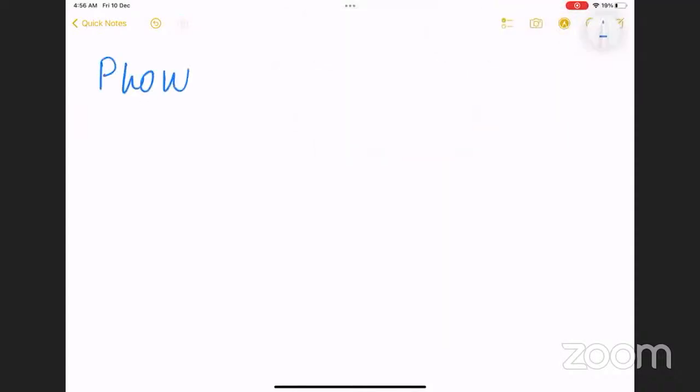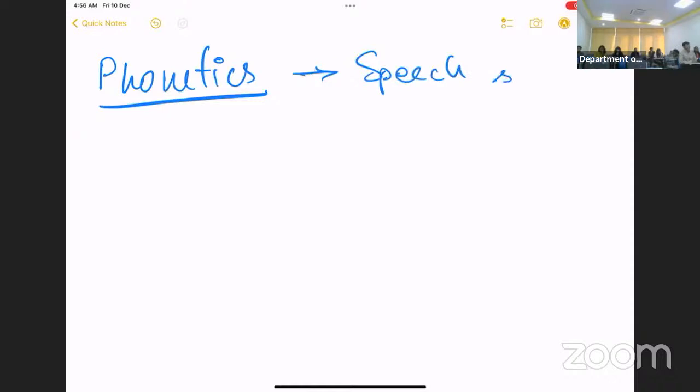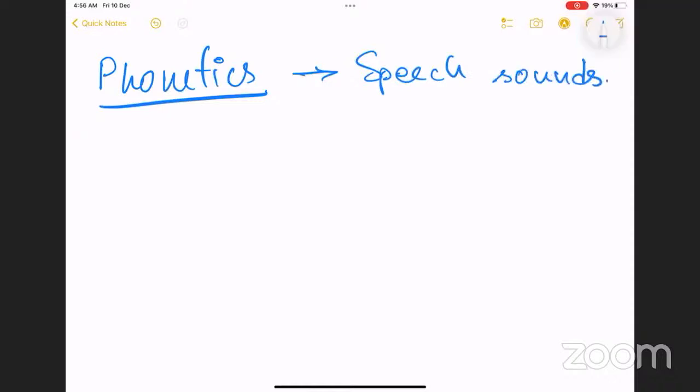Okay. So when we talk about phonetics, we have specifically related to speech sounds. Not just any sound, speech sounds. Now, we cannot call animal sounds phonetics, right?